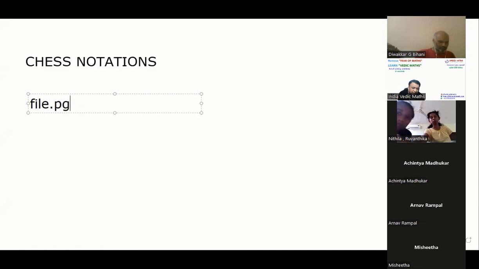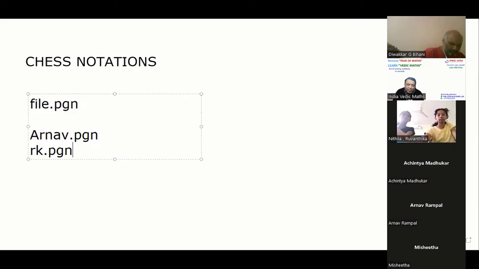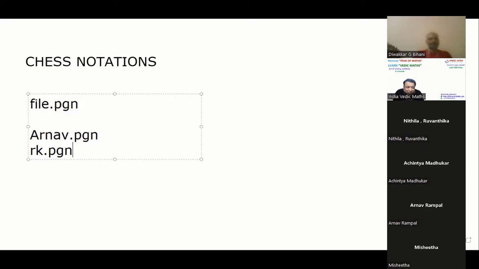Like, suppose Arnav is saying, it will be Arnav.pgn. They might say Rakesh.pgn. So PGN is the type of file. You can simply open it in a notepad. I'll show you a lot of PGN files. I have a lot for my analysis. You'll not believe it. First, I'll show you what PGN files look like, and then I will show you what it means. Let me open some chess files.